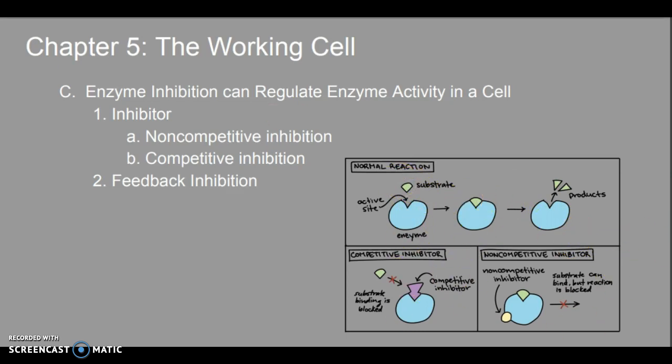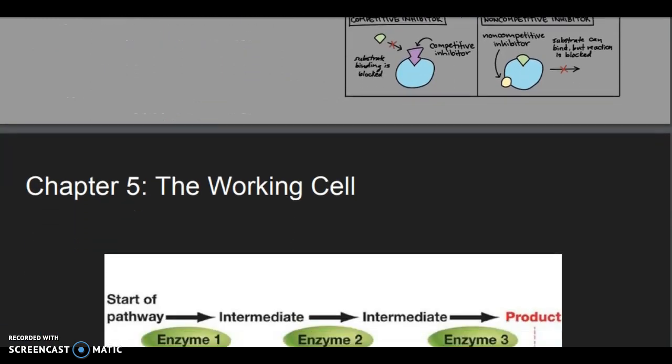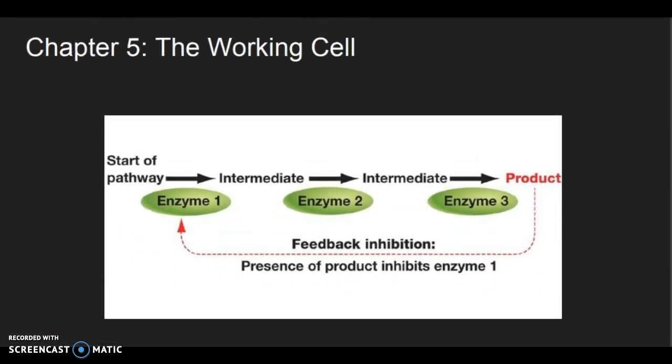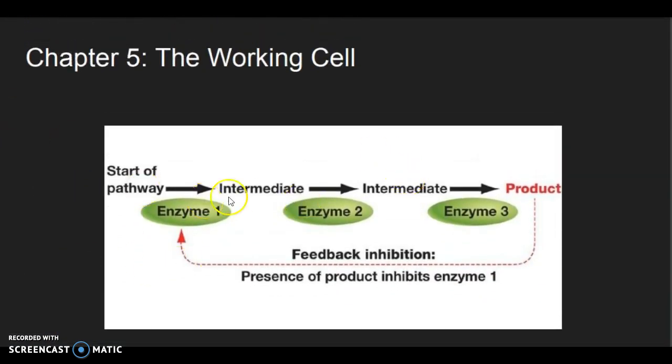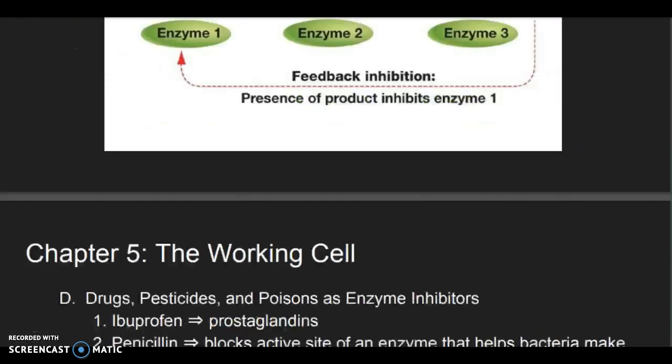Now, there is a third type of inhibition, and this is called feedback inhibition. We can see this through this model. Here we have enzyme 1, which produces an intermediate, as does enzyme 2, and the ultimate product will then serve as a means of feedback inhibition because it will serve as an inhibitor of the first enzyme at the start of the pathway. So this product that we made will then inhibit enzyme 1.